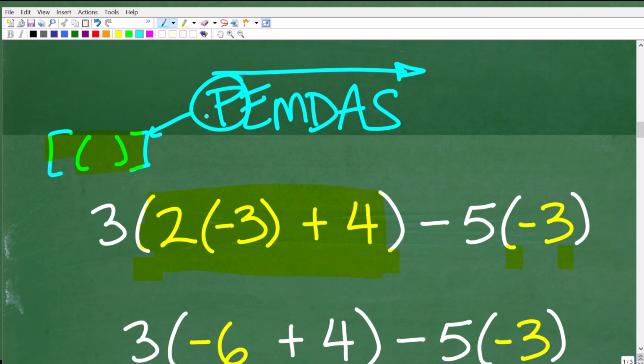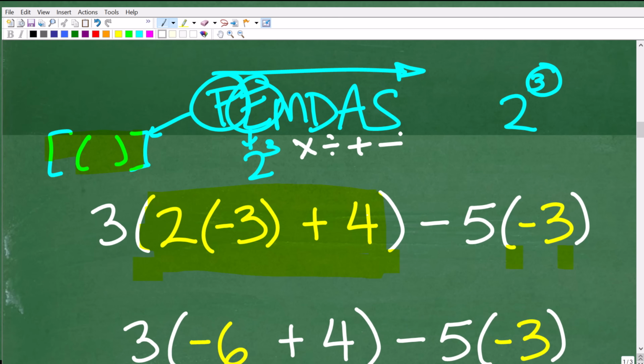All right, so again, you're going to start with any parentheses. E stands for exponents, but you can think of this as powers. So when you have a power like 2 to the third power, this little 3 right there is called an exponent. So if you have any powers, you're going to do that next. Now the next thing is M and D. This stands for multiplication and division. A and S stands for addition and subtraction.